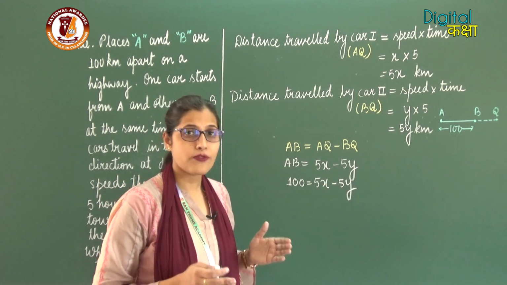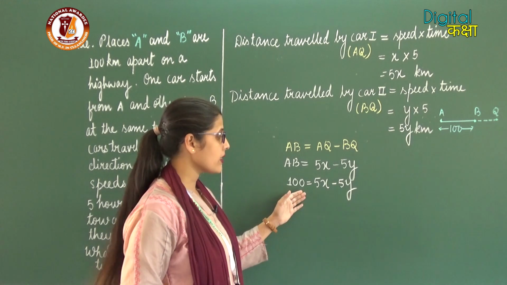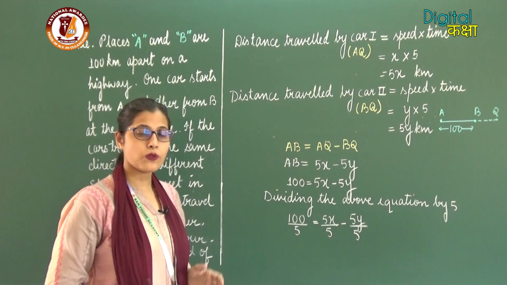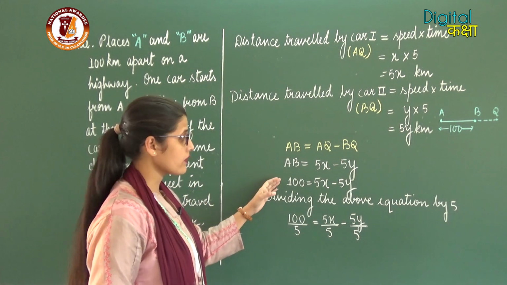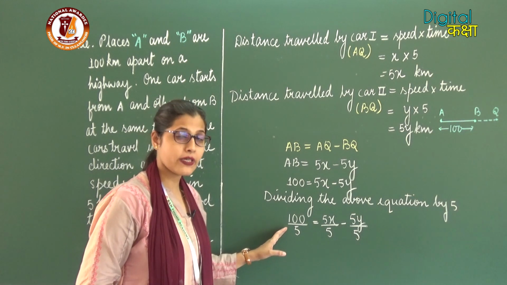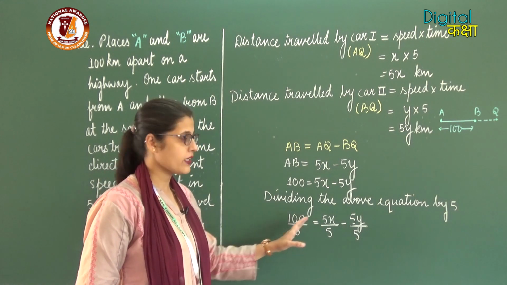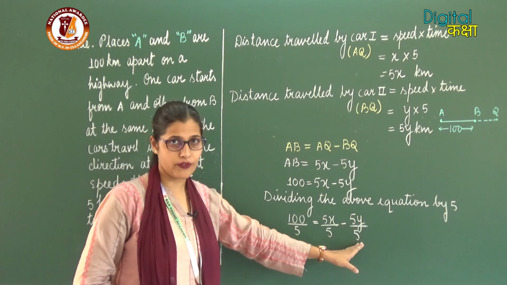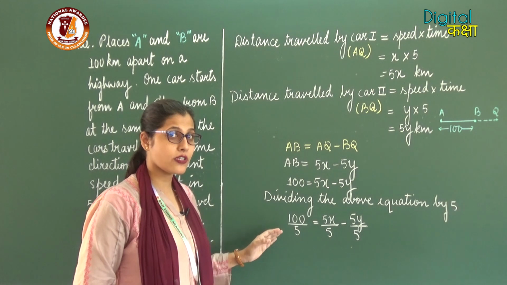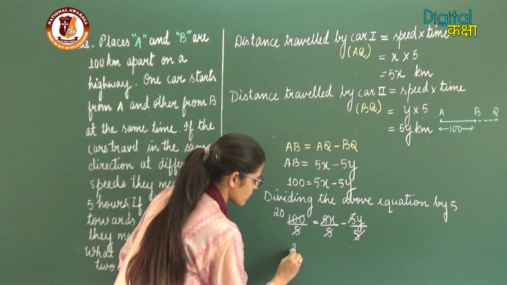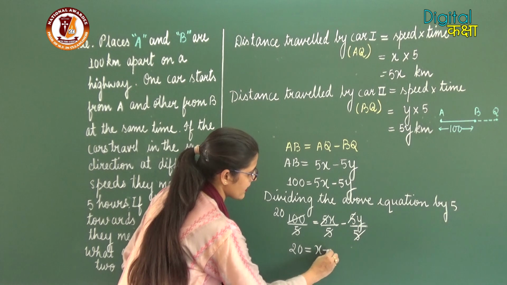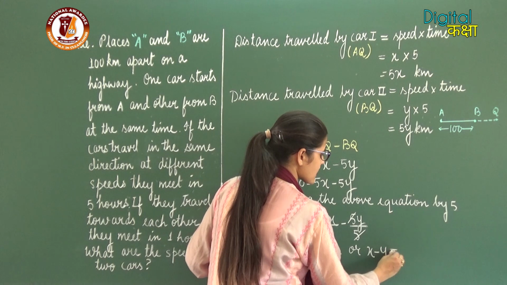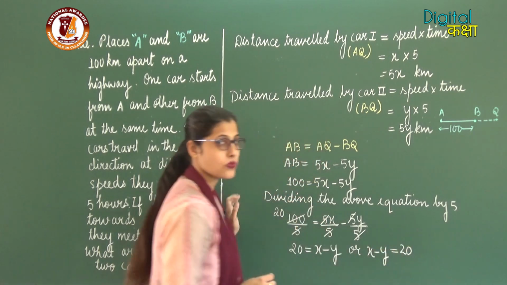To simplify it further, we will divide the given equation by 5. On dividing the above equation by 5, we get 100 upon 5 equals 5x upon 5 minus 5y upon 5. So, our equation will be written as 20 equals x minus y, or you can read it as x minus y equals 20.